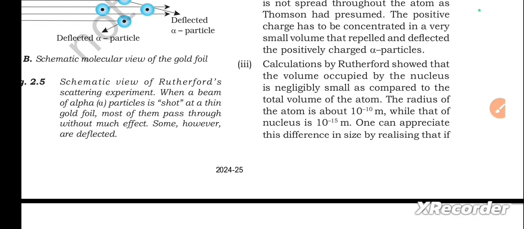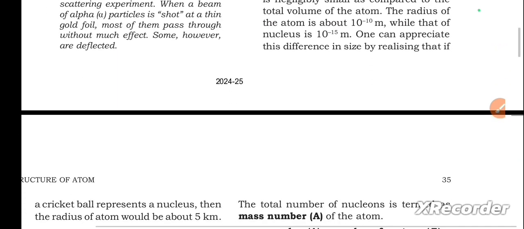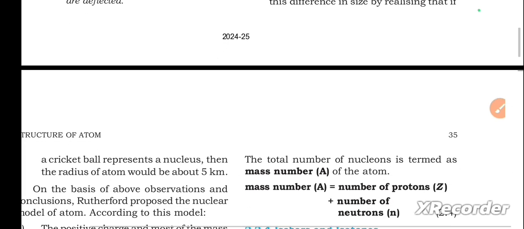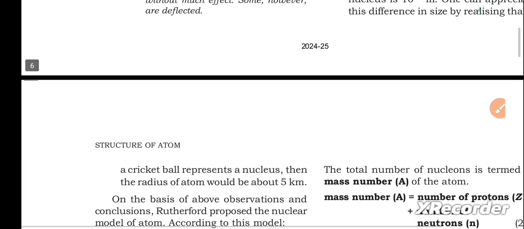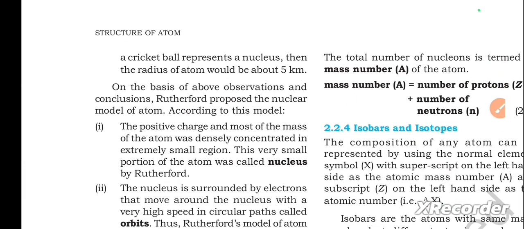Third point, calculations by Rutherford showed that the volume occupied by the nucleus is negligibly small as compared to the total volume of the atom. The radius of the atom is about 10 to the power of minus 10 meters, while that of nucleus is 10 to the power of minus 15 m. One can appreciate this difference in size by realizing that if a cricket ball represents a nucleus, then the radius of atom would be about 5 kilometers.